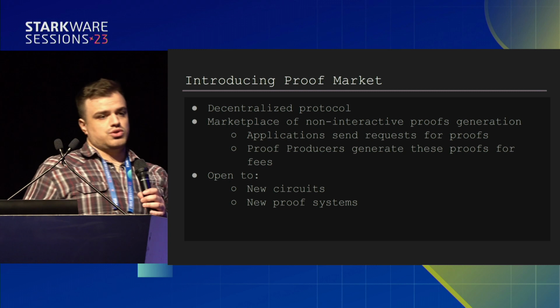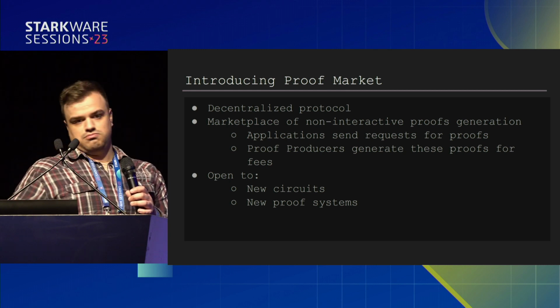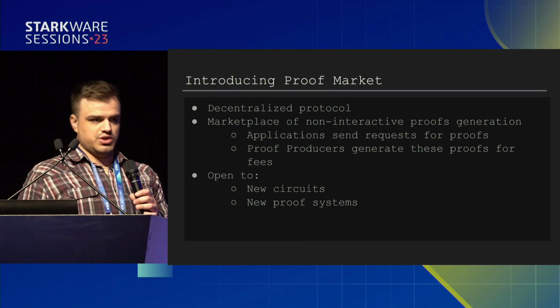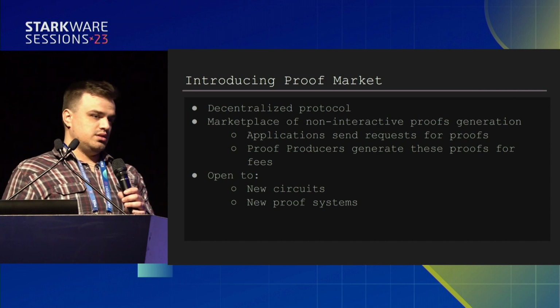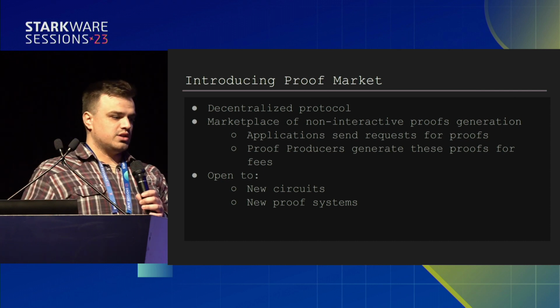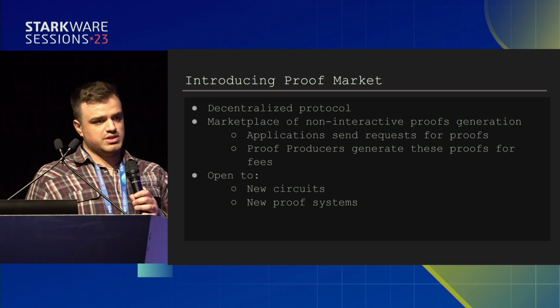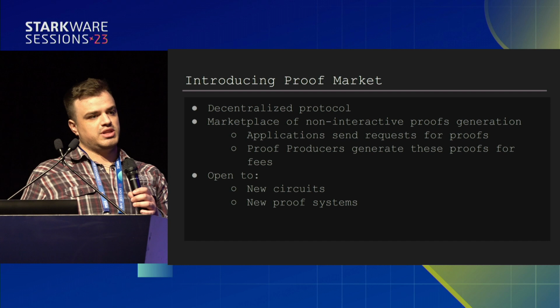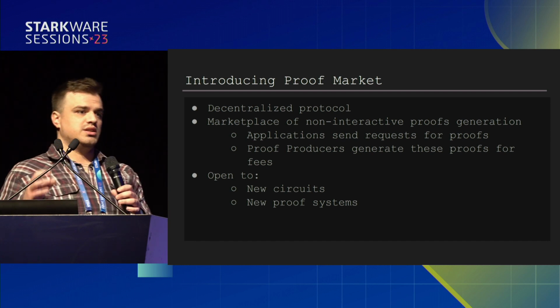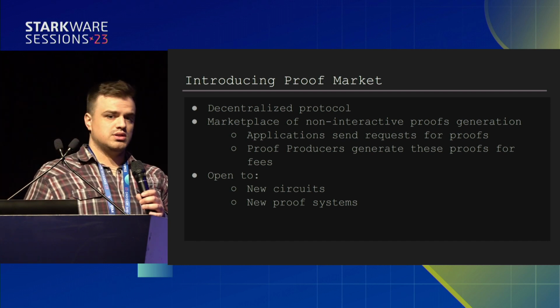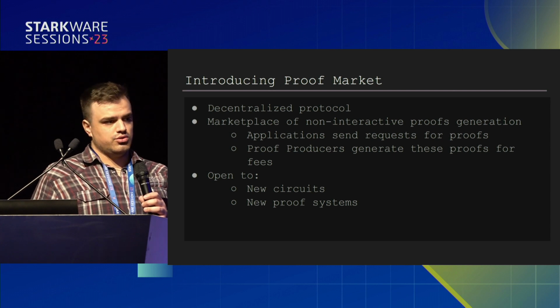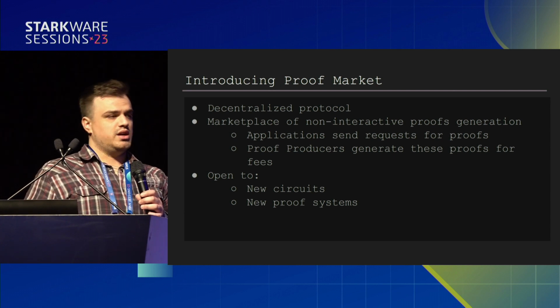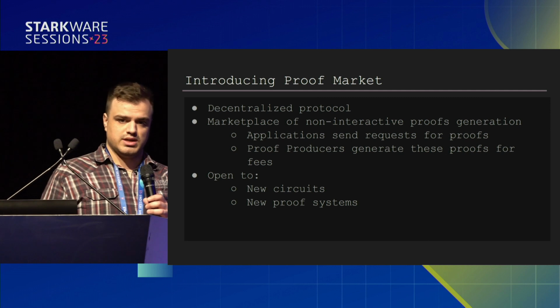Developers can add new circuits to Proof Market to let proof producers use them to generate proofs. And moreover, Proof Market is open to new proof systems. It means that if you use STARKs or Groth16 implementation in your project, you still can integrate them into Proof Market and use this, because basically it includes implementing verification functionality on the Proof Market side.